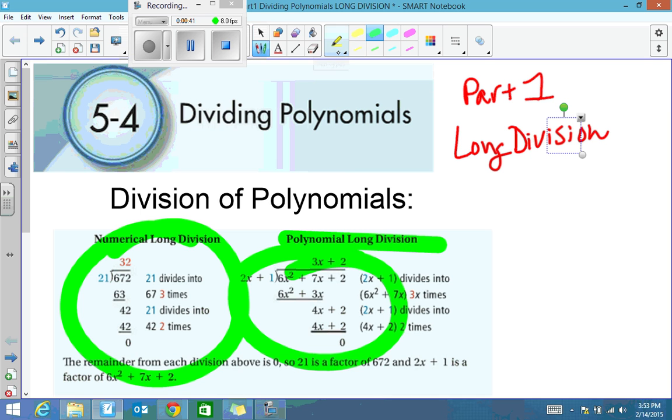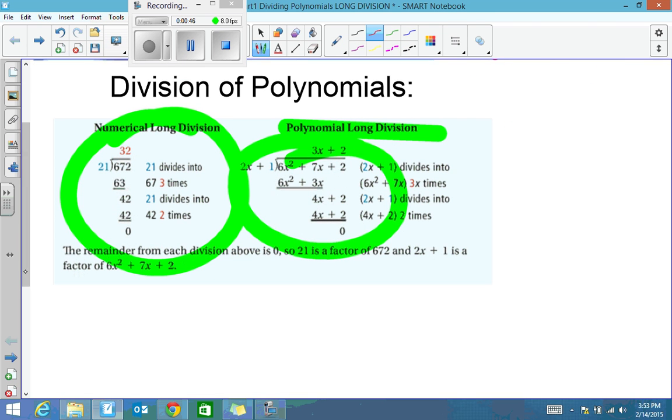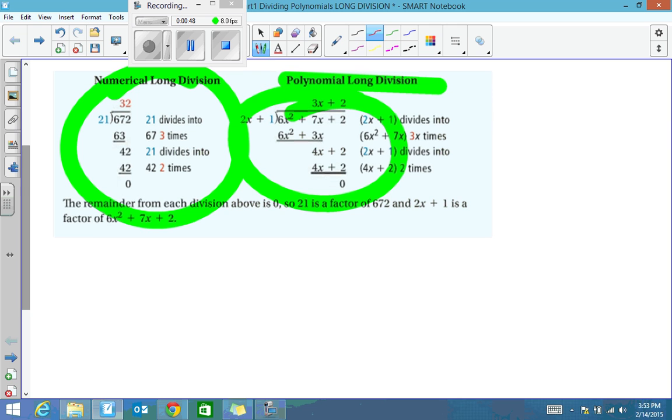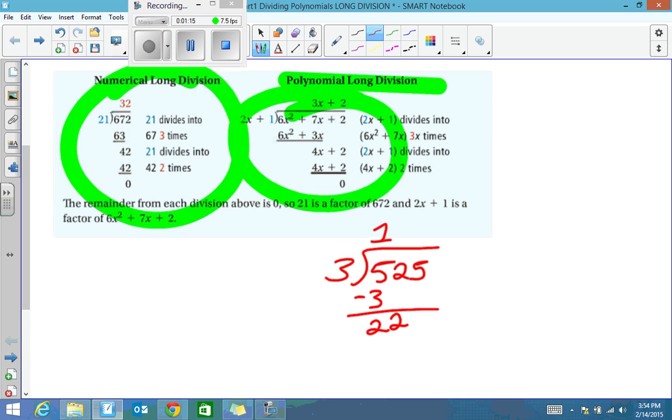So we found it helpful in the other classes to first go ahead and work through a long division problem just using numbers to kind of refresh your memory with the process. So for instance, let's just divide 525 divided by 3. To perform this, you first think of how many times is 3 going into 5, and that would be once. And then you multiply. 1 times 3 is 3. And you subtract. 5 minus 3 is 2. Bring down your 2, the next digit.